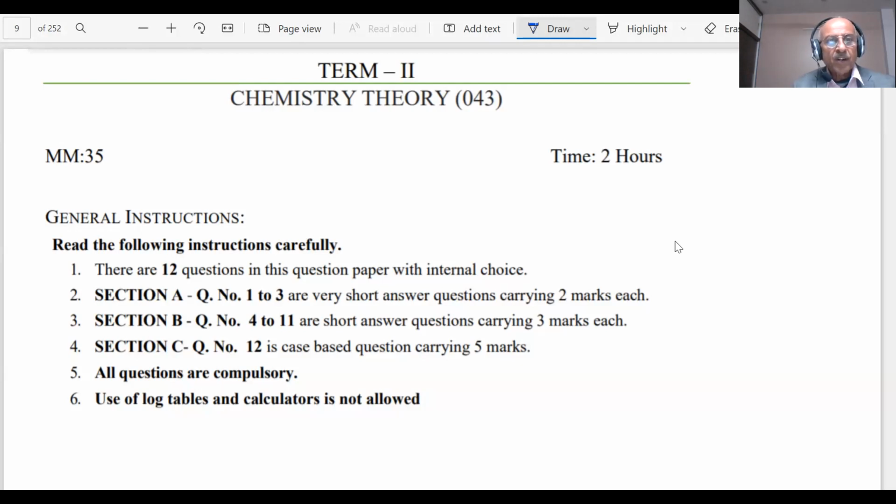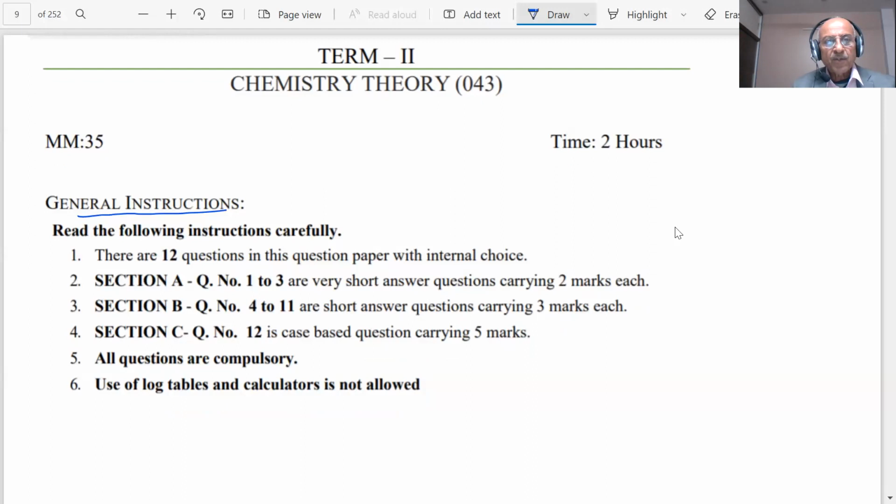general instructions. We have already discussed them in the previous video. Read the following instructions carefully. Before you begin any paper, it is our responsibility as students to read the instructions very carefully. There are 12 questions with internal choice. In Section A, we have already solved questions 1, 2, 3, very short answer questions carrying 2 marks each. Section B is going to be solved by me today.